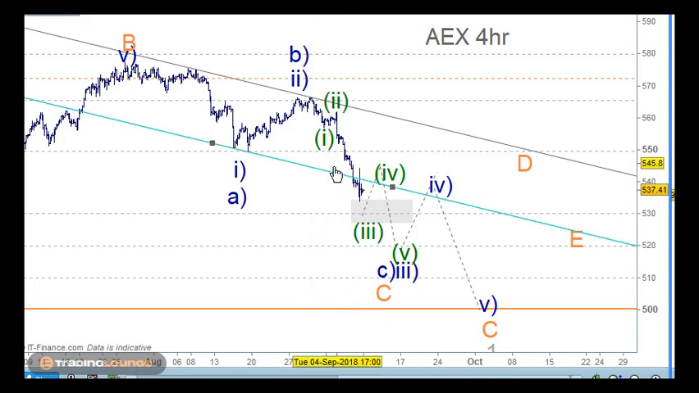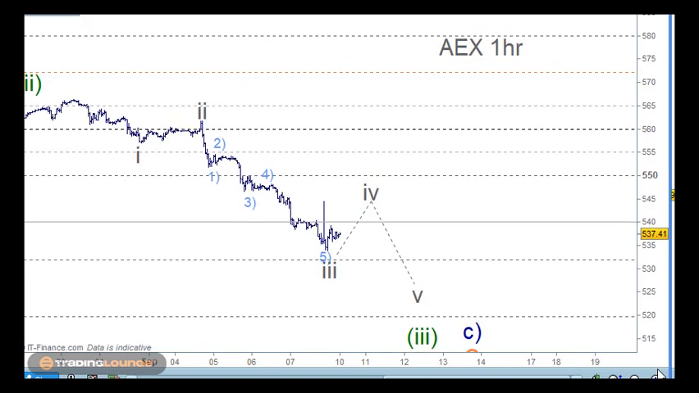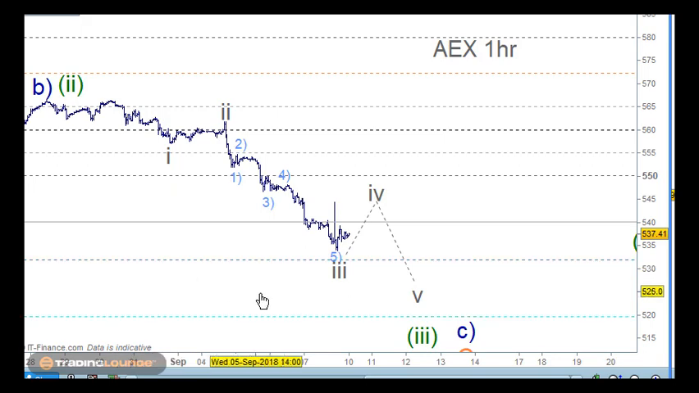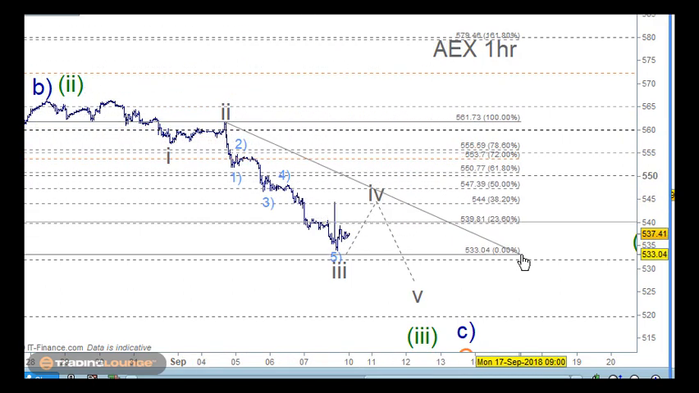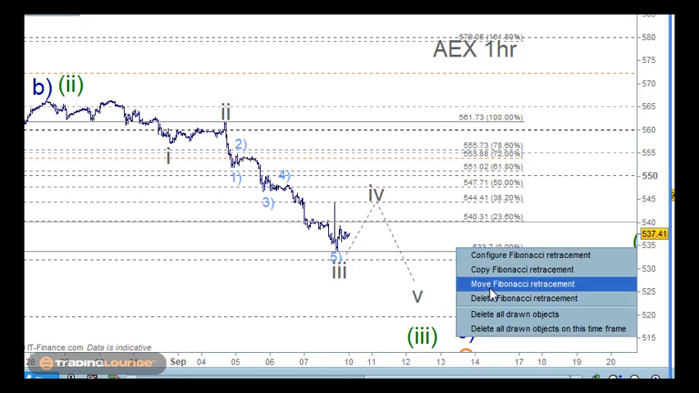So let's just go in here. Yes, slightly different labeling here, but the same thing as well. We're looking for, let me just get this into perspective. So from wave 2 here, we're looking at a 38.2% retracement level, thereabouts. So around the 545 area here, a bit lower, and then wave 5 down. So that's what we can expect in the next session from here.